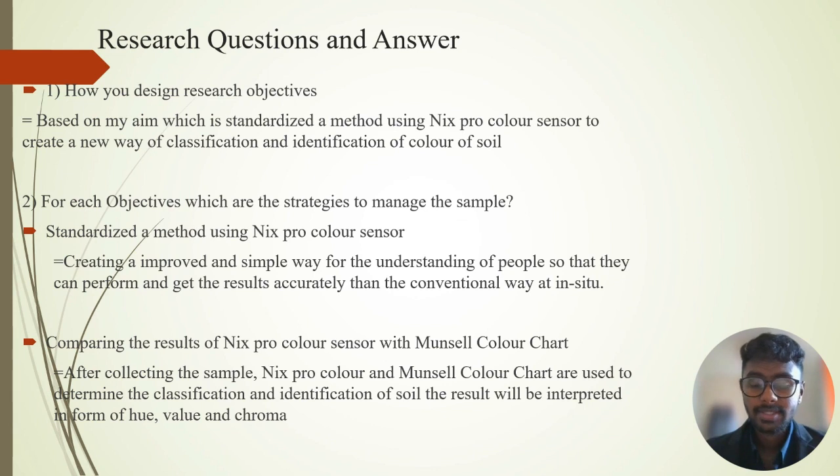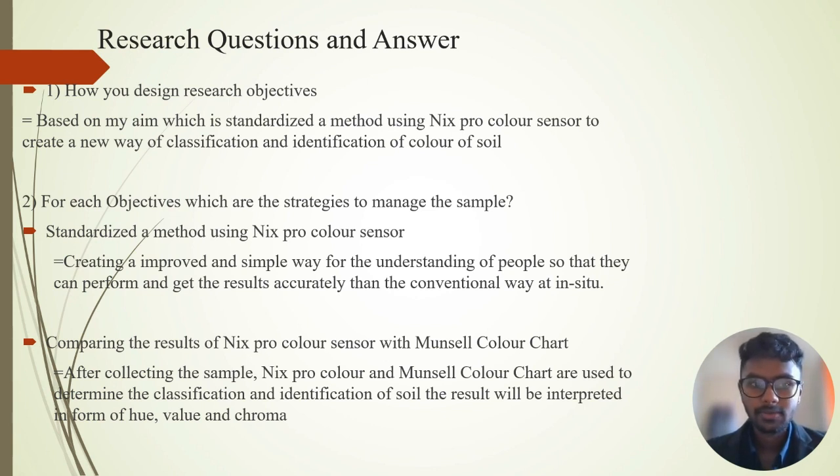Now let's look at the research questions and answers that you might need to know. So first, how do you design research objectives? Based on my aim, which is to standardize a method using NIX color sensor to create a new way of classification, identification of soil color. The next question is, for each objective, what are the strategies to manage the sample? So the first objective, which is to standardize a method using NIX color sensor, I strategize creating an improved and simple way for the understanding of people so that they can perform and get results more accurately than the conventional way in situ, which is at site.